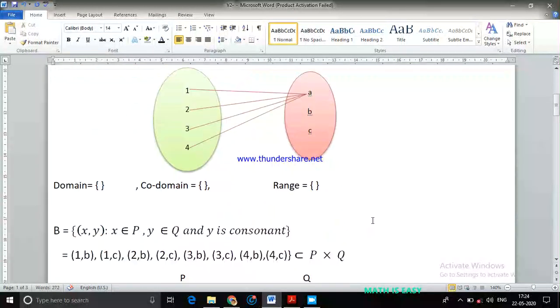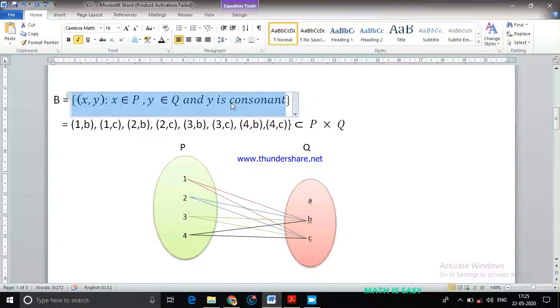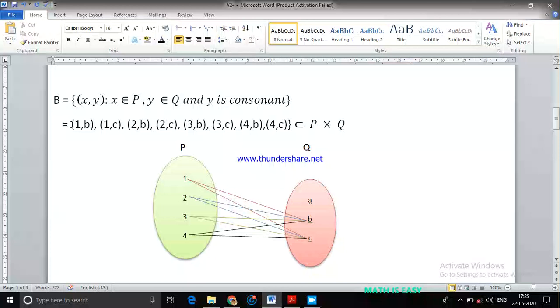Okay. Now the second set I'll go for is B. How am I defining B? B is also a subset of P cross Q. Let's see. X comma Y such that X is an element of P and Y is an element of Q and Y is a consonant. That means elements of P will map with only the consonants, those elements of Q. So you can see the set representation of B if I want to write the elements in expanded form.